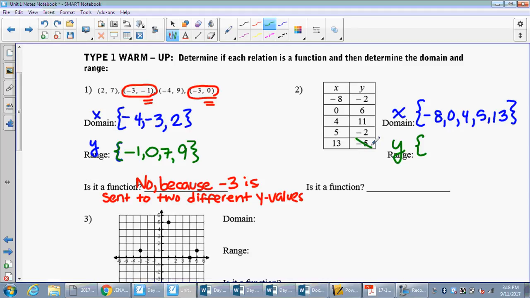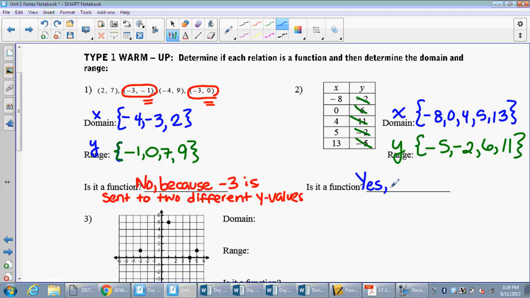So let's see. My smallest is -5, so I'll put that one first. -2 is listed twice, so I'll only put -2 one time and cross both of those out. And then 6, and then 11. Is this a function? Right away, when I look at my x values, I see that there's not even a single x value repeated. So automatically, this is a yes.